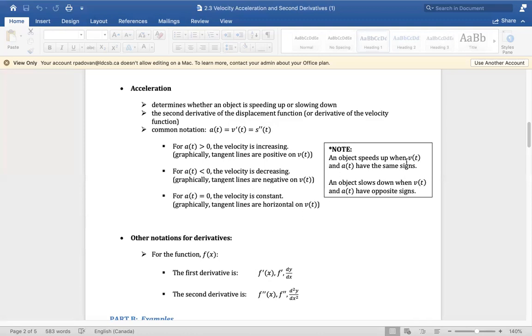So an object speeds up when the velocity and acceleration have the same signs. So if my acceleration is positive and my velocity is positive, then it means that I'm speeding up. An object would be slowing down if my velocity and acceleration function have opposite signs. And we'll go through examples of that so that you understand.